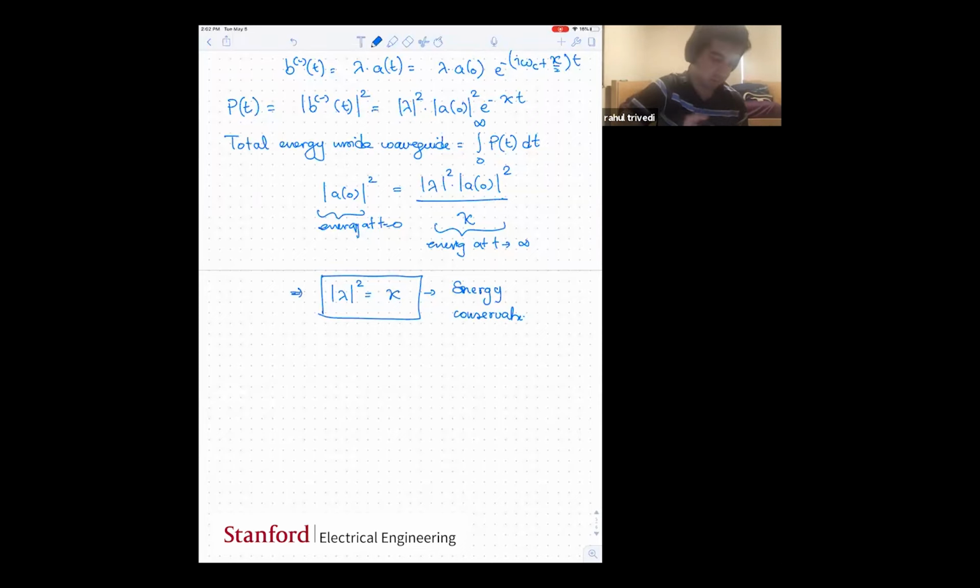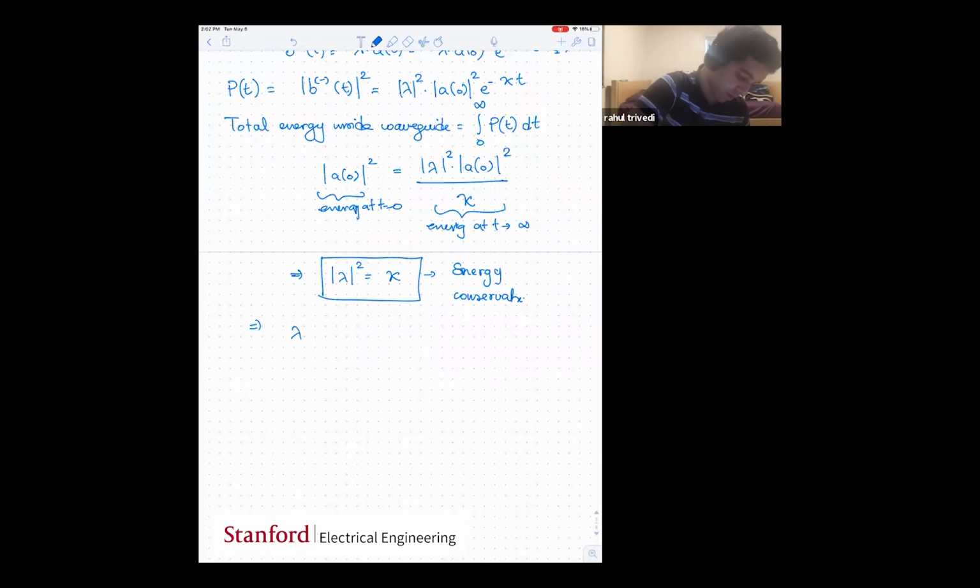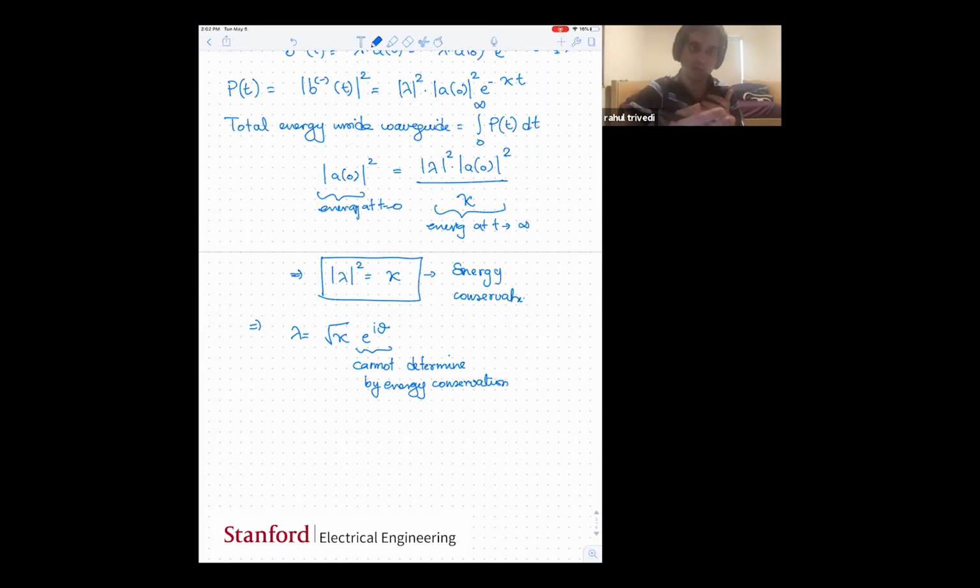So therefore we can write λ, in other words, it's the square root of κ, that's the magnitude, with some phase exponential of iθ, which we cannot determine by energy conservation alone. So this phase still needs to be determined, but the magnitude is definitely equal to the square root of the decay. Okay, so this makes sense, right? Any questions here? This is a very simple consequence just of energy conservation. We didn't do anything at all.